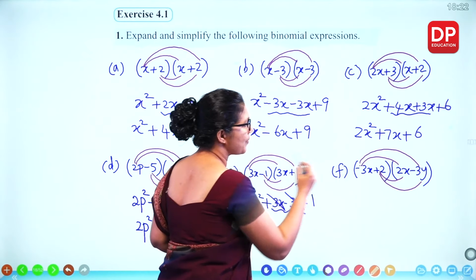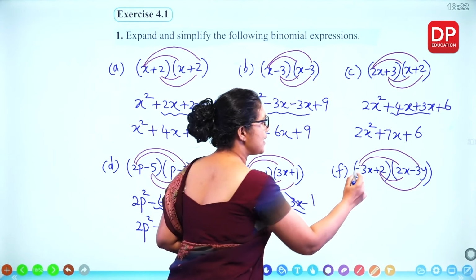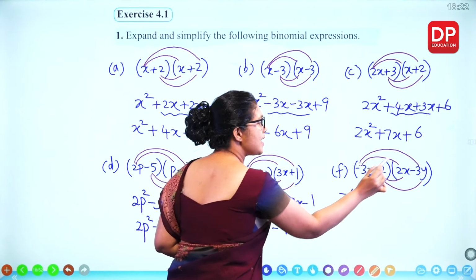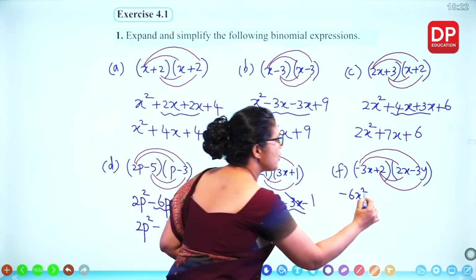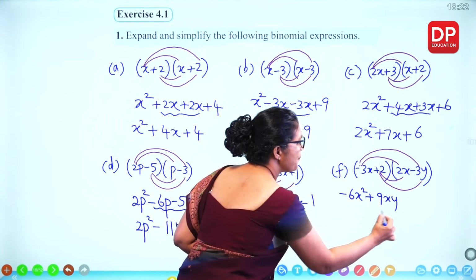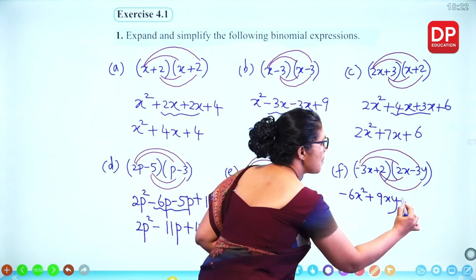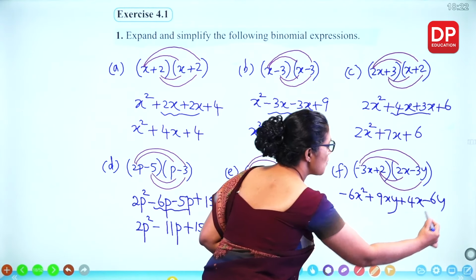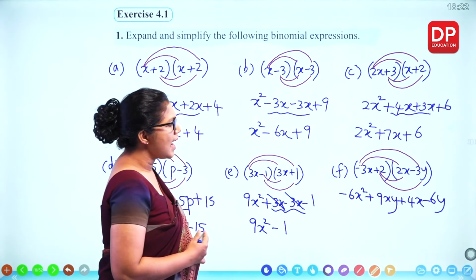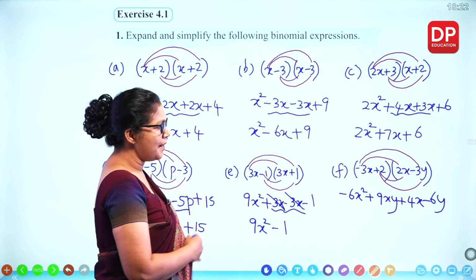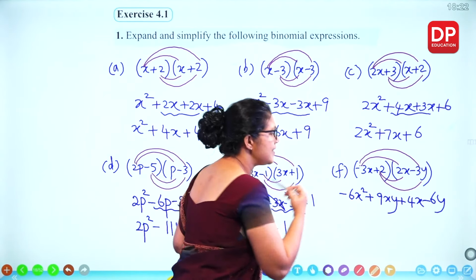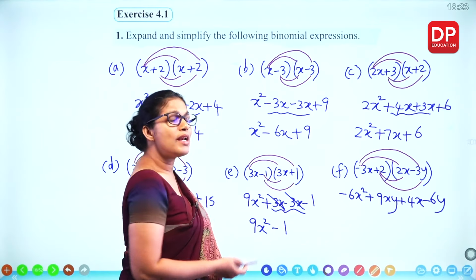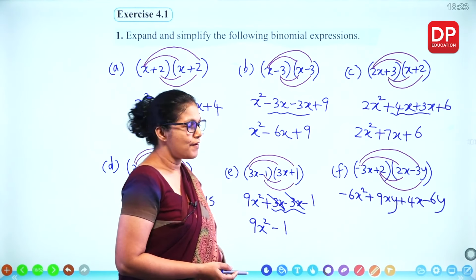So what's this one? Again, we'll use rainbow method. Minus 3x into 2x, minus 6x squared. Minus 3x into minus 3y. You get plus 9xy. 2 times 2x plus 4x. 2 times minus 3y minus 6y. Now see whether there are like terms. Do you see like terms there? No, because here this is an x squared term, this is xy and this is x and y. So there are no like terms. You can't simplify further.